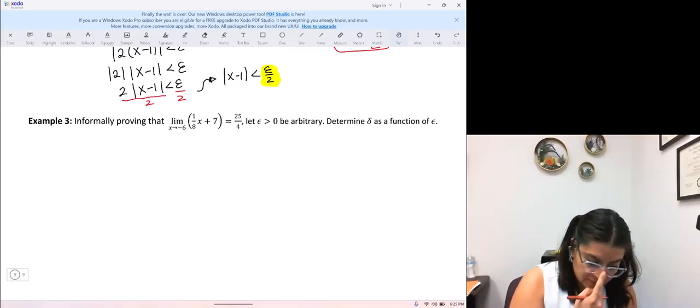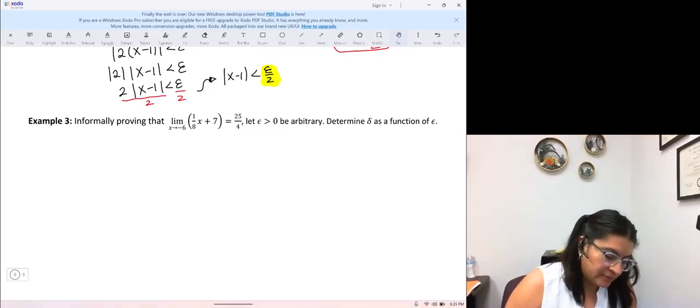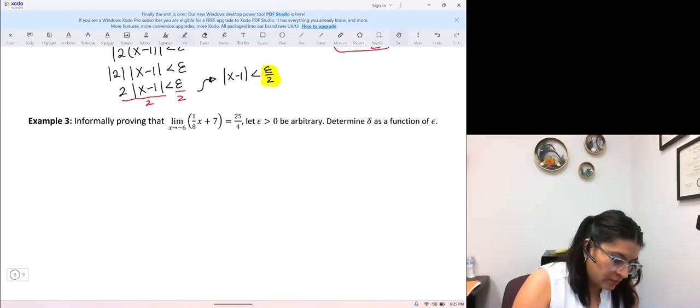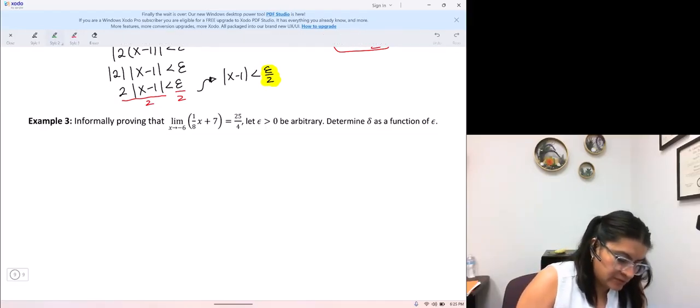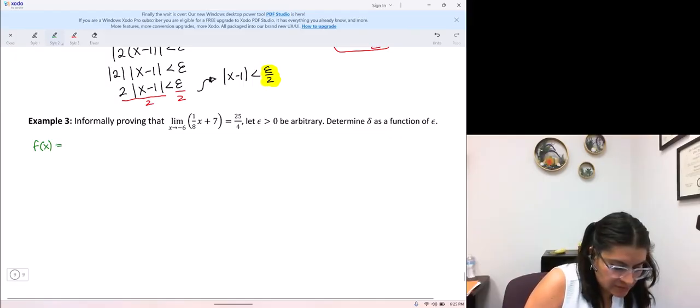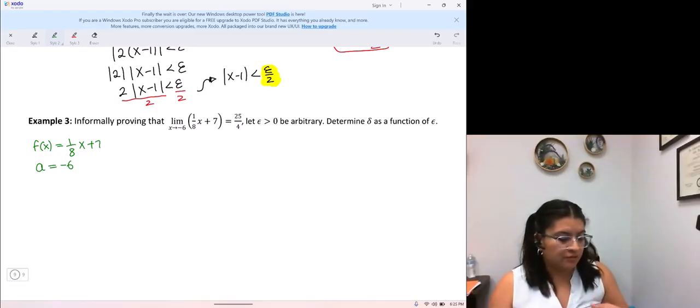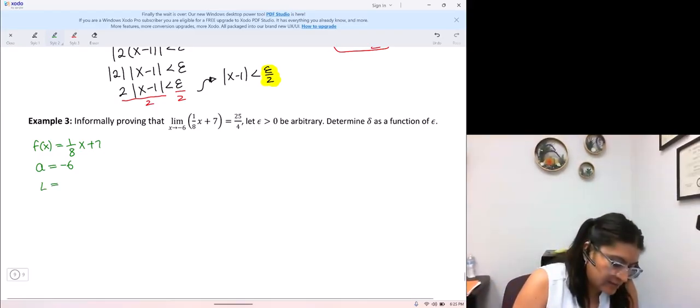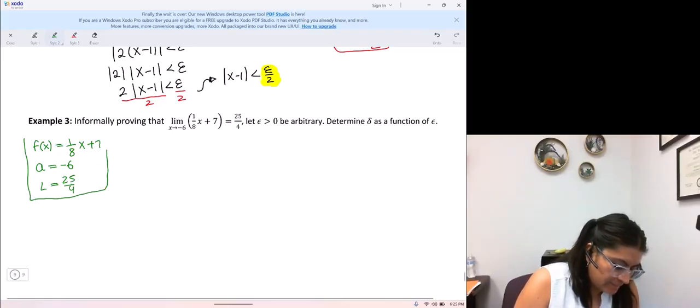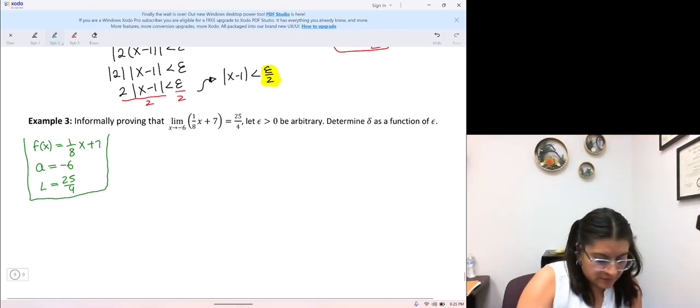The next one is very similar. So same instructions. Let's identify the things that were given. So the function itself, f of x, is 1 over 8x plus 7. Little a is negative 6, because that's the number that we're approaching. And L, that's the limit, which is 25 over 4. So these are things that we need. This is how we set it up.